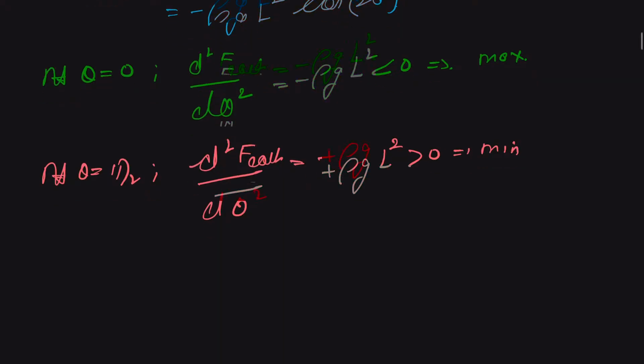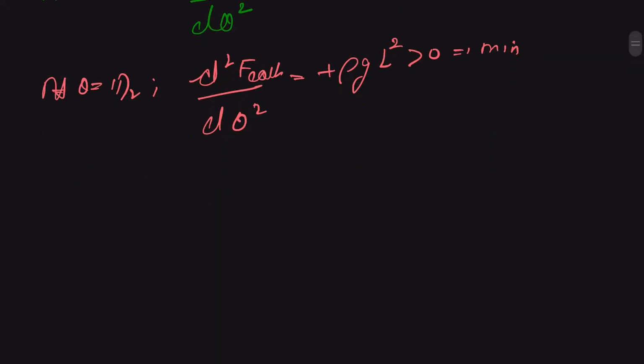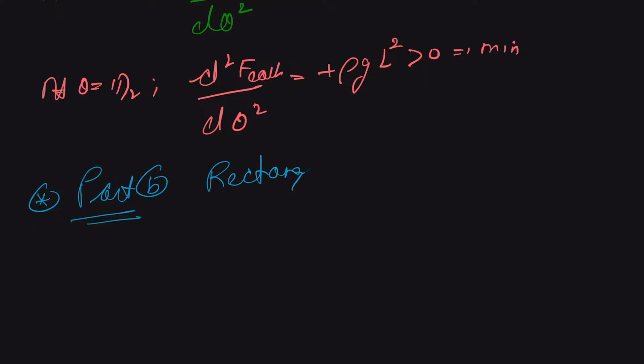Okay. Now we come to part B. And in case of part B, we are given a rectangle. So we have two cylinders which are in contact with each other, and the cylinder and the rectangle is placed something like this.